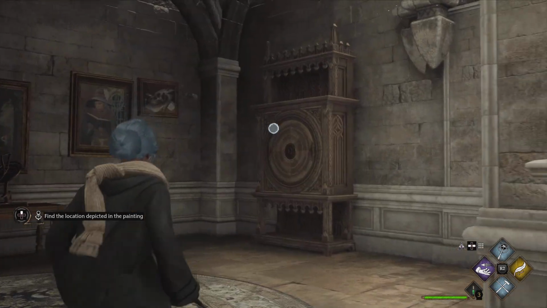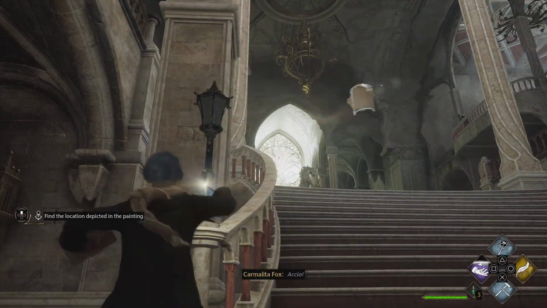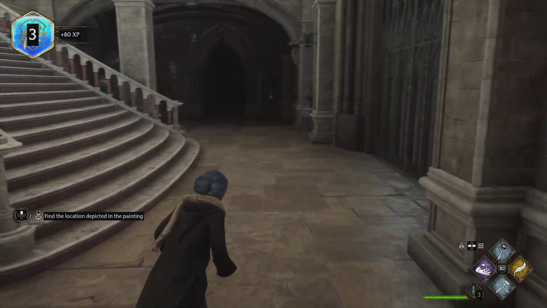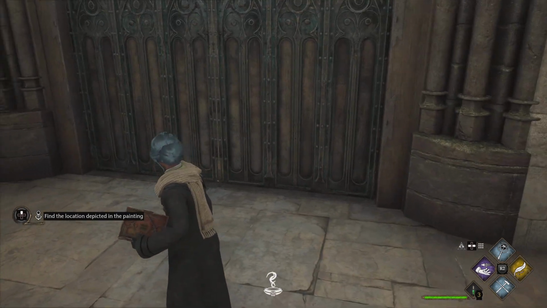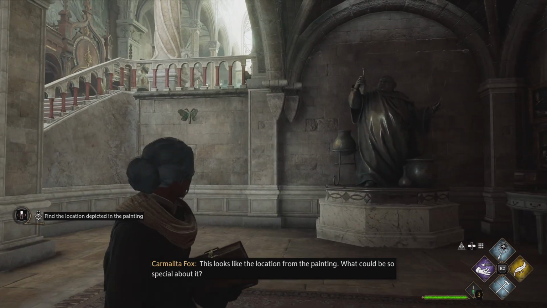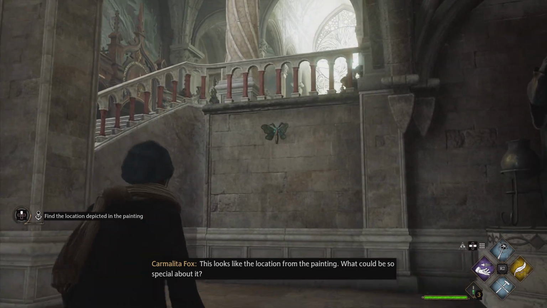Oh. Get over here, you silly book. Where the hell do you think you're going, buddy? I love how she just pulls out her books and like, keeps it here. This Marcus! looks like the location from the painting. What could be so special about it?